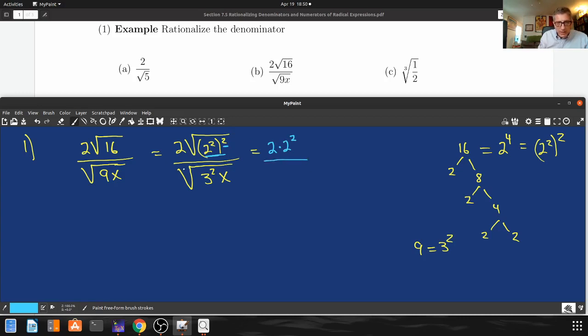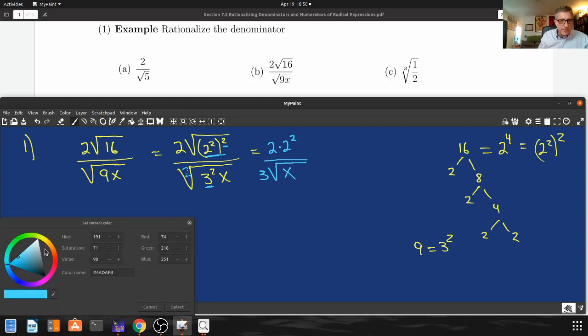And down here, because remember our unwritten index is 2, this 2 and this 2, if you want to think, cancel out. I don't like to do it that way. I just like to look at the base and say, okay, the base gets to escape from underneath the radical sign. And what remains behind is the x.